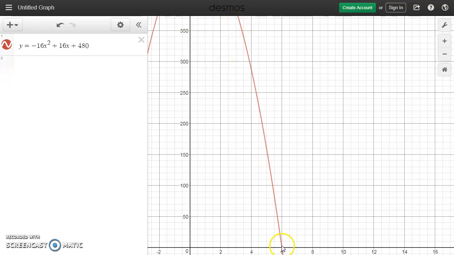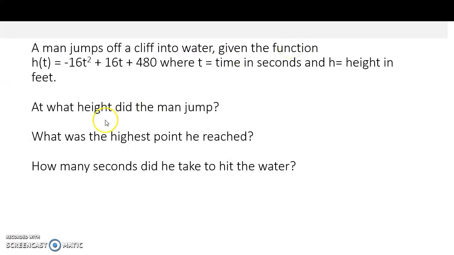And then that y-intercept. So again, looking here at what height did he jump from, that's going to be our y-intercept, which is always that last number right here, that 480. The highest point he reached is going to be the y value of our vertex. The x value is the time that it was. And how many seconds did it take him to hit the water? That's going to be our x-intercept, because we're looking at 0 feet above. All right, good luck.